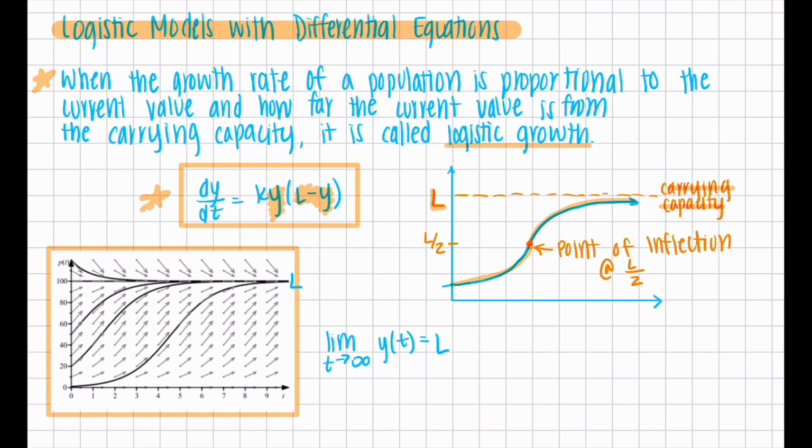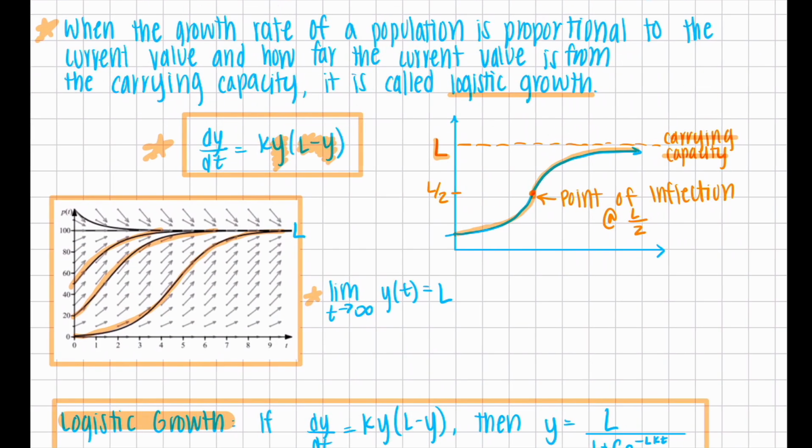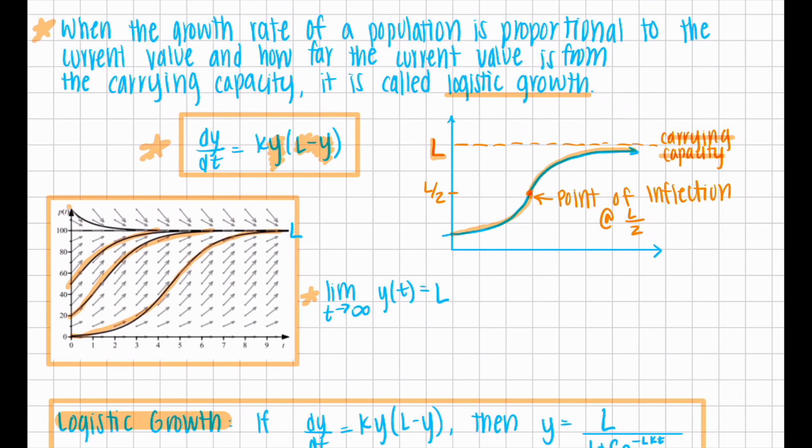We also have our graph in a slope field. So you can see that no matter what the initial value is, our population will at some point reach that carrying capacity. And so we say that the limit as t goes to infinity, t being time, of y of t approaches L.